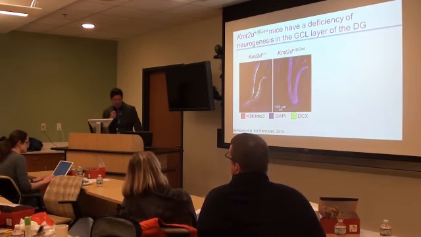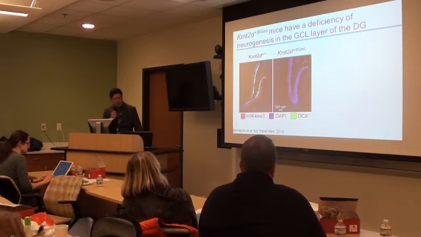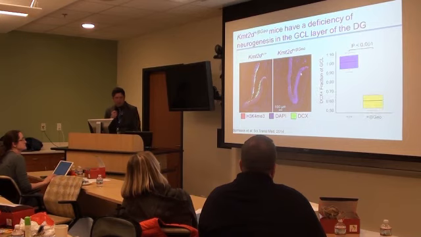And the answer to that is yes. When we looked at the wild-type mice, which are shown here on the left, we see a lot of these doublecortin positive cells, but when we looked at the Kabuki mice, we saw many fewer of these green doublecortin positive cells. And when we quantified this, we found that there was a massive deficiency in the Kabuki mice compared to the wild-type mice.